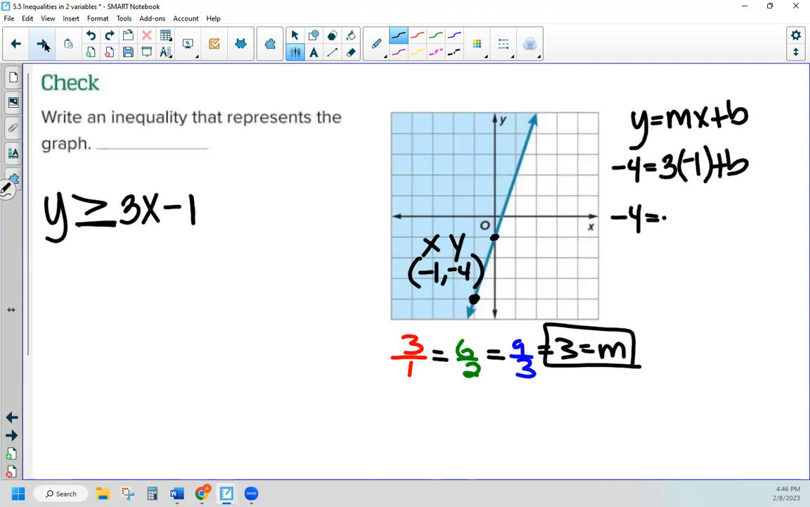3 times -1 is -3. I take 3 to the other side here by adding, because this 3 is negative. Do you notice that my -4 plus 3 will give me a -1 for b, or the y-intercept? So yes, that is my y-intercept. There we have it, and we're done.